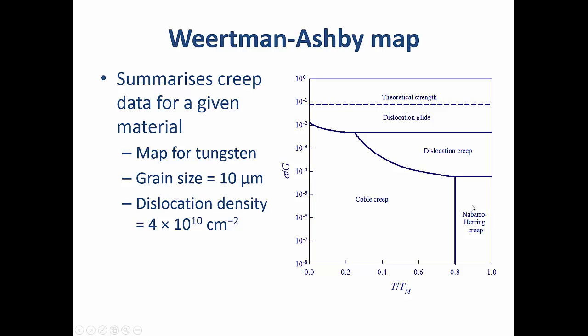Coble creep, which is where we have diffusion down grain boundaries. Nabarro-Herring creep, where we have diffusion through the bulk of the material, tends to dominate at a higher homologous temperature than Coble creep. Then as we go to higher stresses we see dislocation creep, and then finally dislocation glide, and this line essentially indicates the theoretical strength that you would achieve under shear if you had no dislocations, and of course we never normally achieve that theoretical strength value. So that's the map for tungsten with grain size of 10 microns.